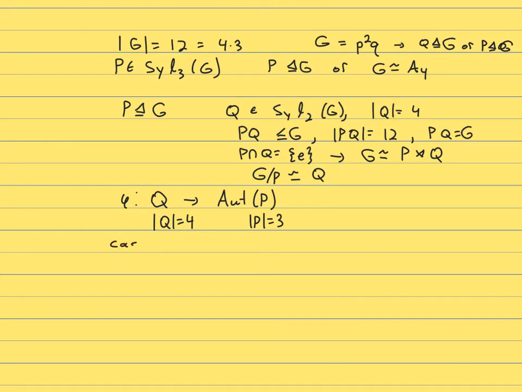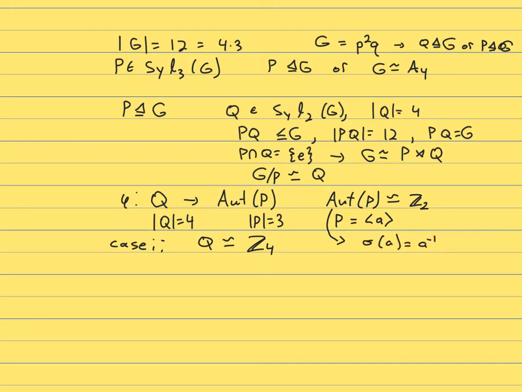All right, so case 1. I think I usually focus that P is always the prime I find more interesting. So in this case, 3 is more interesting. Q is Z4. Note, Aut P here is isomorphic to Z2. P is a cyclic group of order 3. So let's say it's generated by A. The only non-trivial automorphism is the one that sends A to its inverse. And then the identity automorphism.